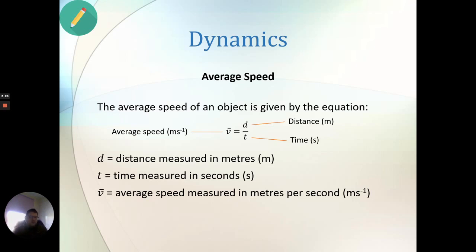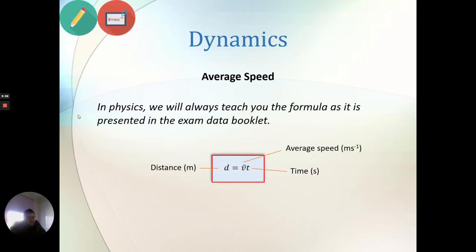The average speed of the object, given average speed is equal to distance over time. Distance is measured in meters, time is measured in seconds, and the average speed is measured in meters per second. So, our first formula is that we have distance is equal to average speed times time, where distance is measured in meters, time in seconds, and average speed is in meters per second. And this equation is one of the ones that you will find in your data book.